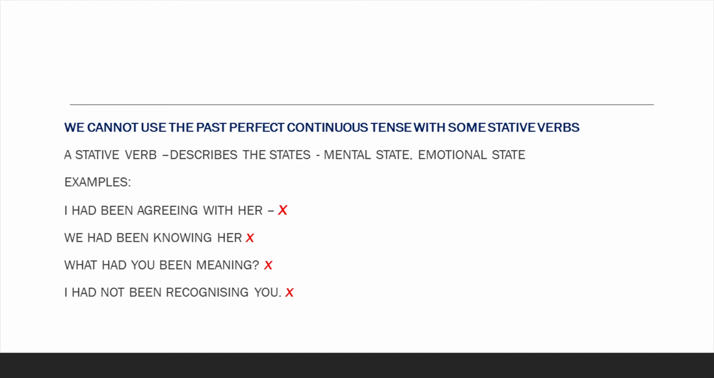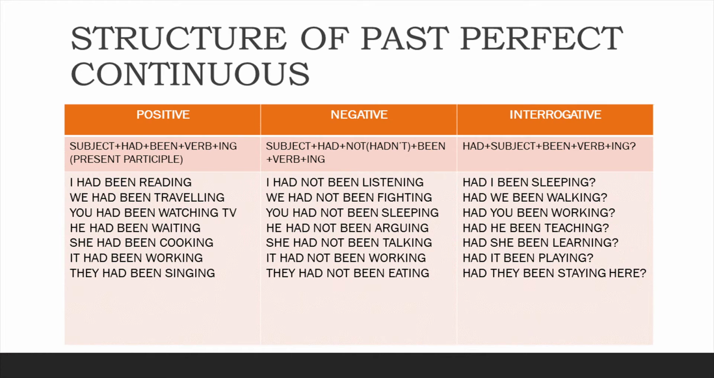Okay, I had not been recognizing you. So these are some of the examples of stative verbs which can't go well with the past perfect continuous. Okay, so yes, we understood the uses and how to not use it. Now let's see the structure of the past perfect continuous.